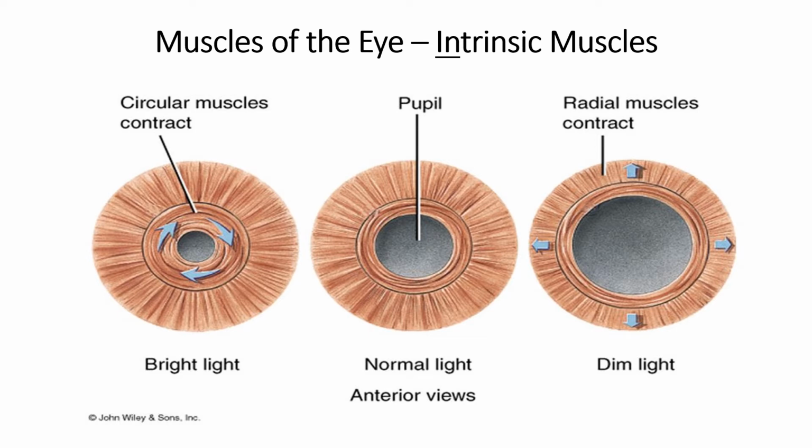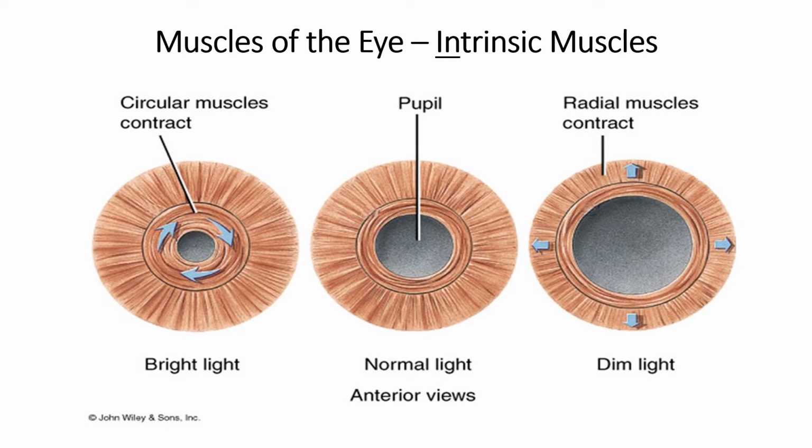Now, the muscles make up part of what's known as the iris. And over top of the muscles, we have a pigmented layer. That's the colored portion of the eye. So the iris is the colored portion of the eye that you see when you look into someone's eye.